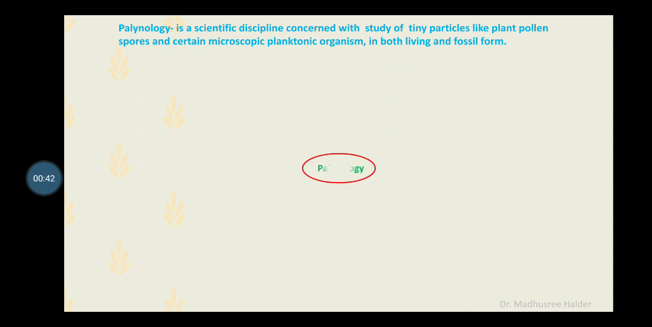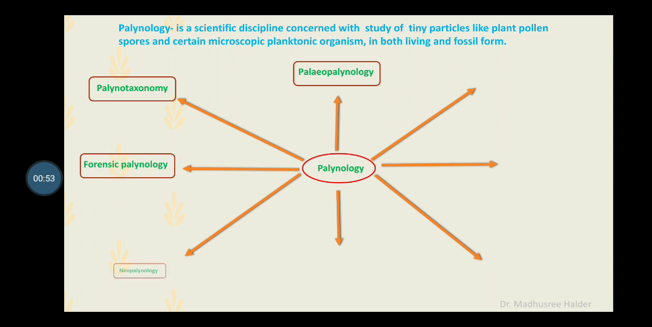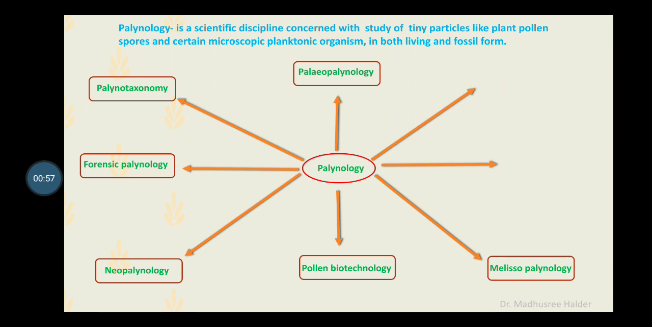And these are the different branches of Palynology. Number one is Palaeopalynology, then Palynotaxonomy, Forensic Palynology, Neopalynology, Pollen biotechnology, Melissopalynology, Aeropalynology and Entomopalynology. So start with the ancient one, that is Palaeopalynology.